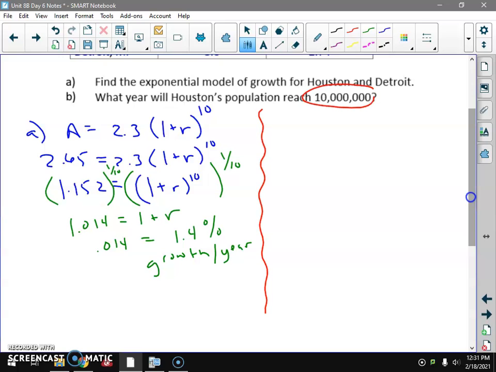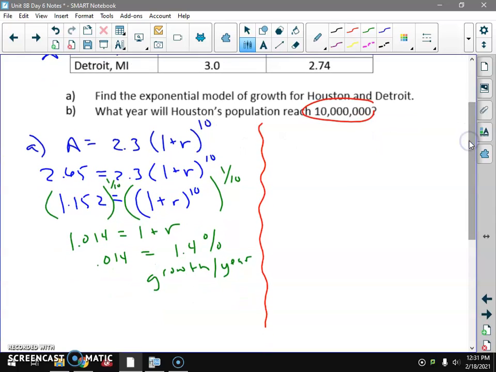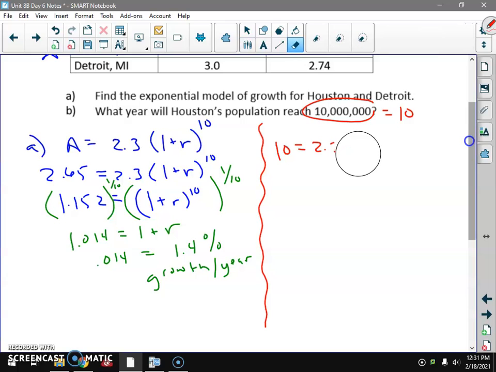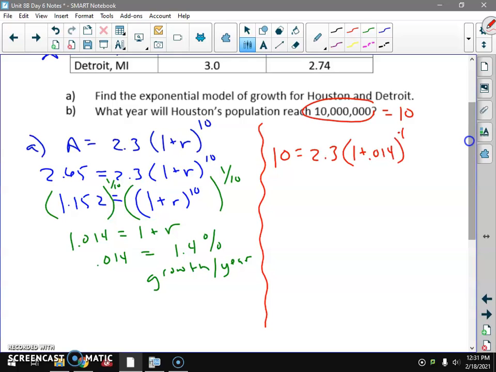Well, first of all, the numbers were in millions, so 10 million equals 10 million. That's what we're going to throw in for A. 10 equals 2.3. Let's use E this time. Well, no, we can't do that since we did the 0.014 as 1 plus 0.014, even though it's close, because I did it both ways, we'll stay with the same one. 10 equals 2.3 times 1 plus 0.014 to the t power, because we're looking for what year. Divide off the 2.3, and I get 4.3478. I'm isolating the exponential.